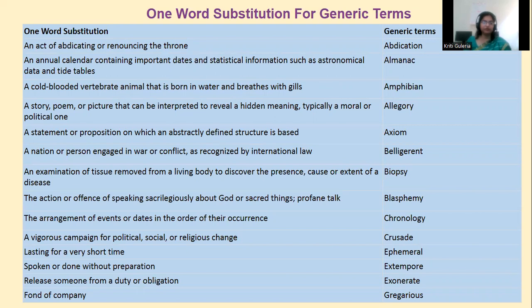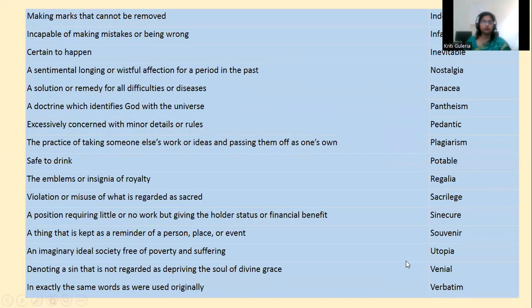Next is fond of company. It can be animal, people. So those who want to live in company together with other individuals, it is referred to as gregarious. Right? So these are the few words. There are many more words which we'll cover. Next is making marks that cannot be removed. It is indelible.